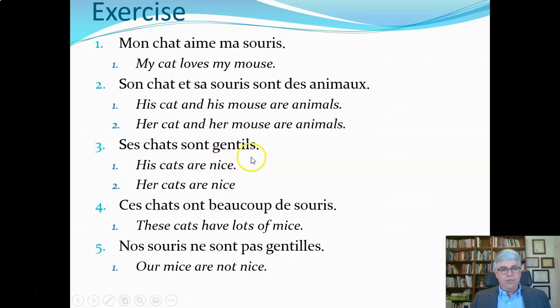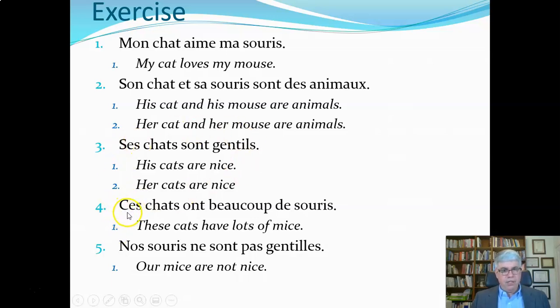Ces chats sont gentils. That would be ces chats would be his cats or her cats are nice. His cats are nice, her cats are nice. We don't know without the context if the "his/her" is referring to a male or a female.